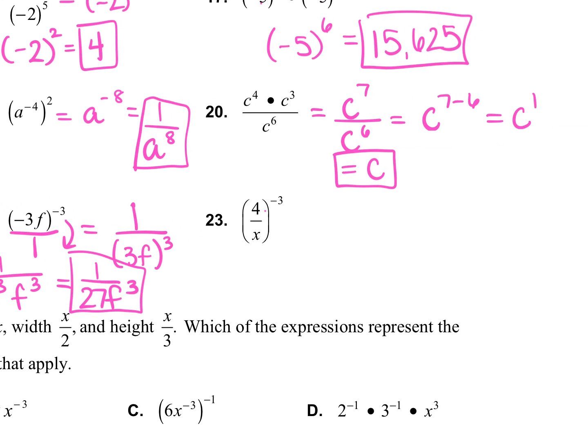Okay, this one's going to switch locations, and then I'm going to distribute. x over 4 to the 3rd. So we get x to the 3rd over 4 to the 3rd, which is 64.